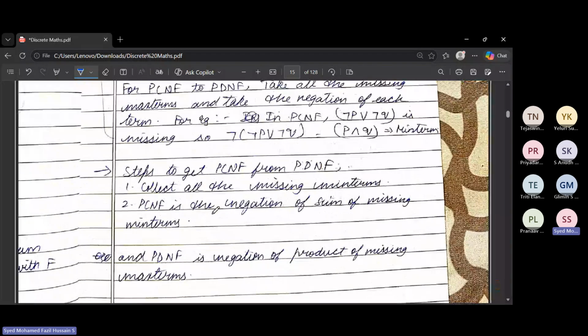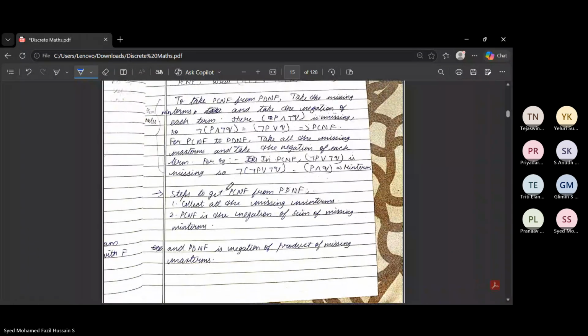Something interesting here. To find PCNF from PDNF, the step is just to collect all the missing minterms. We will have some missing minterms, right? We have to put that, and PCNF is the negation of the sum of missing minterms. So we have to just negate the sum of those missing minterms. So that will give the PCNF from the PDNF.